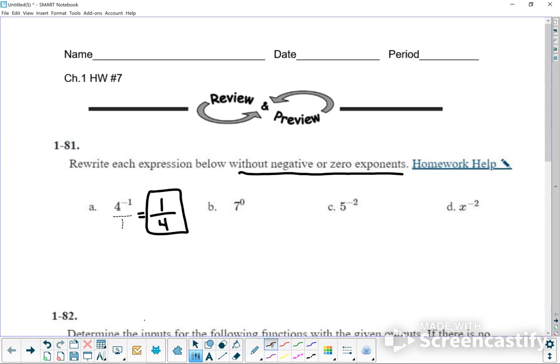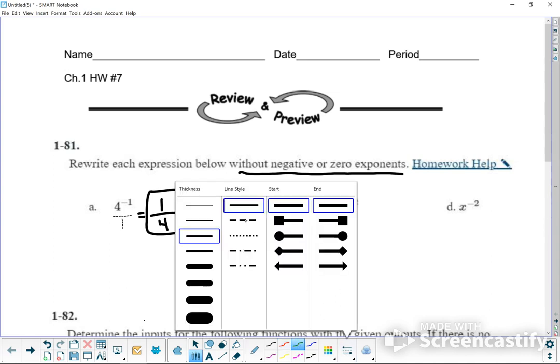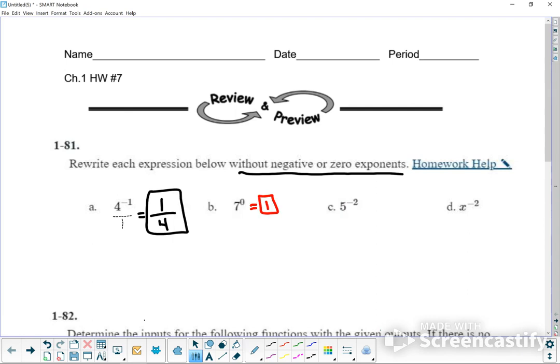Okay, 7 to 0, we already know that one. That's going to equal 1. 5 to negative 2, same idea. Okay, and now it looks like this.